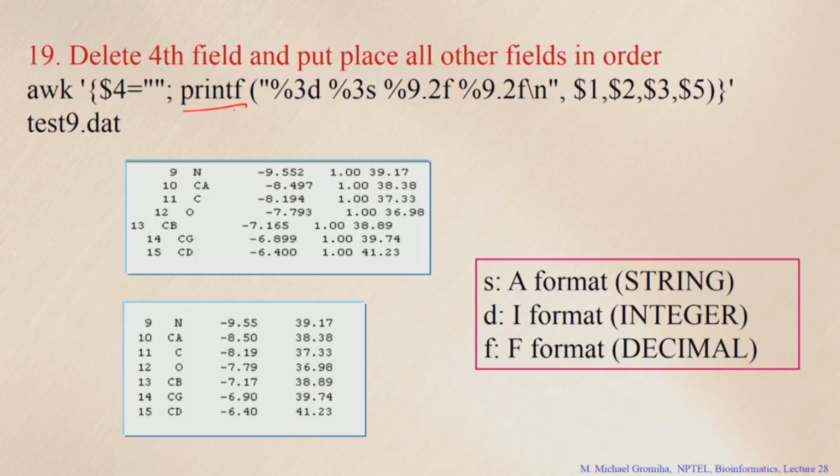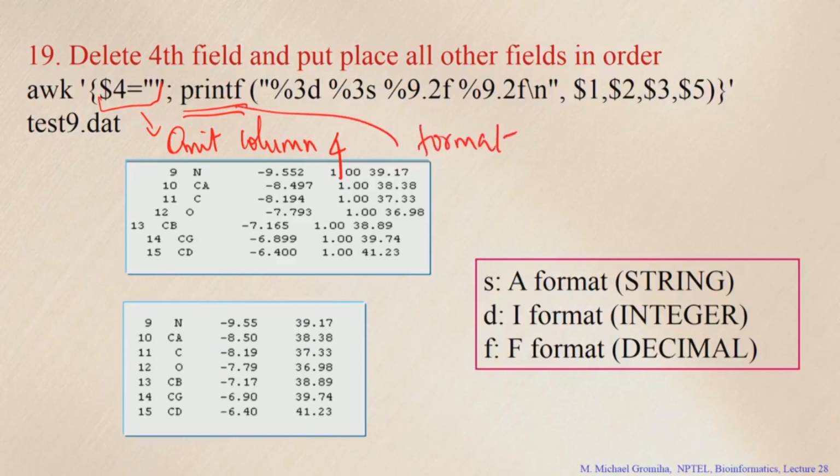So what will happen here? This will omit column number 4. Then what will printf do? It gives the format, a specific format. What is this one? This is the format that we require. Then what is this one? Fields. This is the fields.